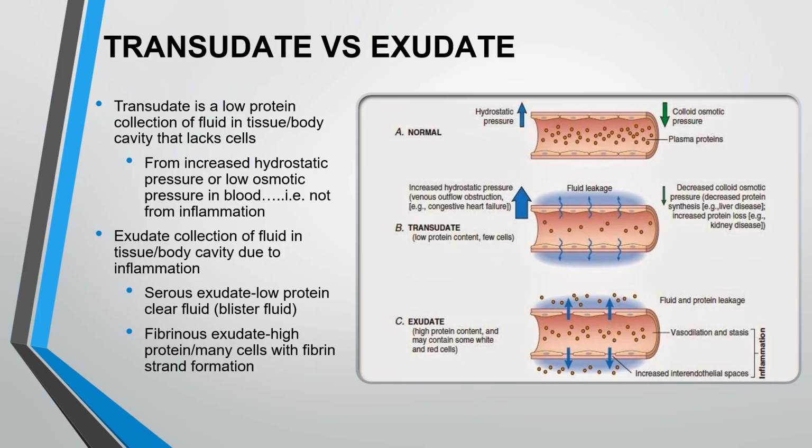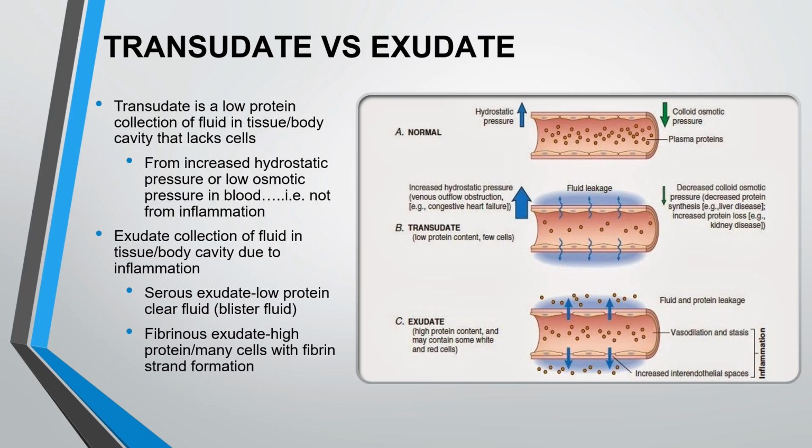This slide is one of those small words, big meaning pathology concepts, transudate versus exudate. A transudate is a low protein, cell-poor fluid. It is not caused by inflammation. Instead, it results from hydrostatic or oncotic pressure imbalances. Classic causes include congestive heart failure, liver disease, or kidney disease. So if there's fluid but no inflammatory response, think transudate.